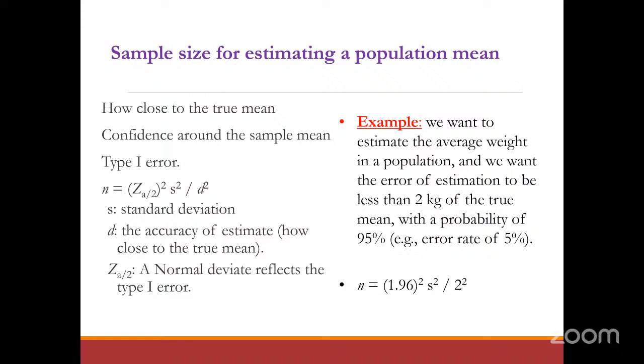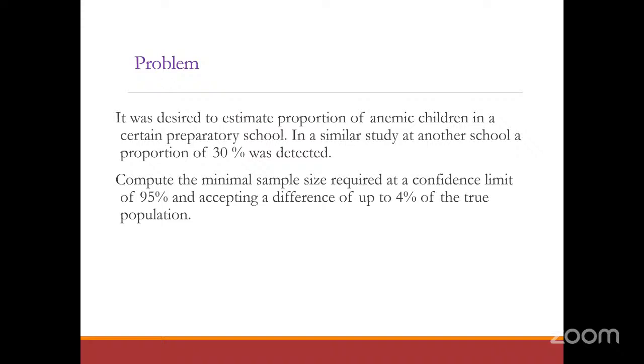Next slide. Suppose this is a problem. It was desired to estimate the proportion of anemic children in a certain preparatory school. In a similar study in another school, a proportion of 30% was detected. Compute the minimal sample size required at a confidence level of 95% and acceptance of a difference up to 4%, that is the d value, from the true population. So how will we calculate the sample size? The proportion p is 30%, meaning we can use 0.3.